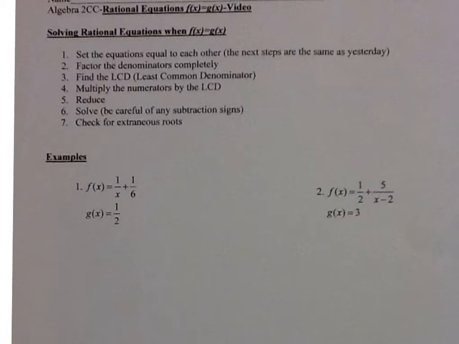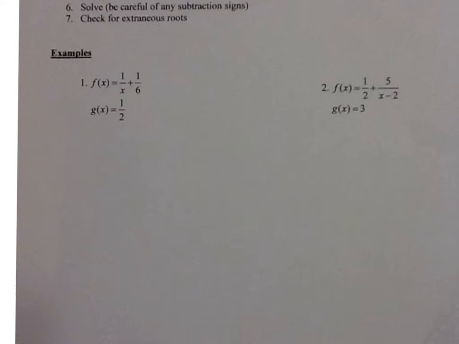If you have a hard time finding the LCD, just multiply the numerators by what will help you get rid of the denominators. If it's a number, just multiply by the LCD. Don't multiply by a whole bunch of different numbers, integers. You're going to reduce, solve. Be careful if you have a subtraction sign that you distribute, and you always check for extraneous roots. All right, so let's take a look at the first one.